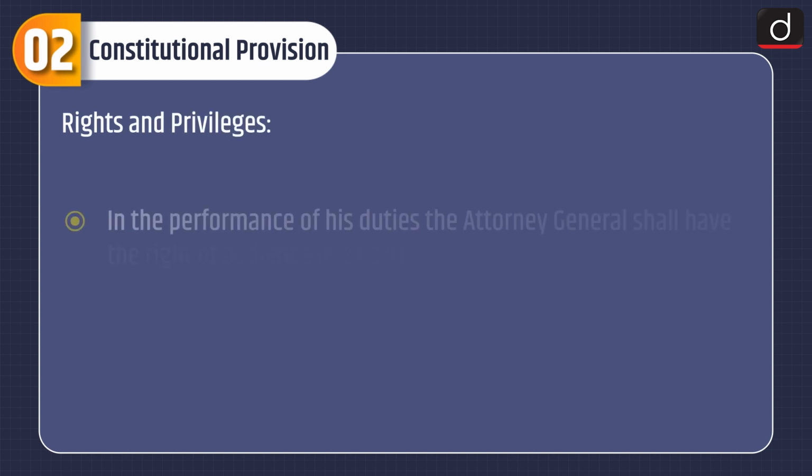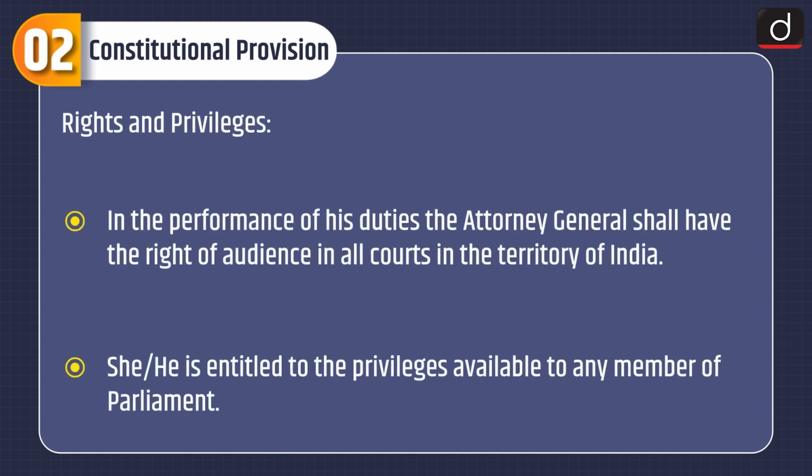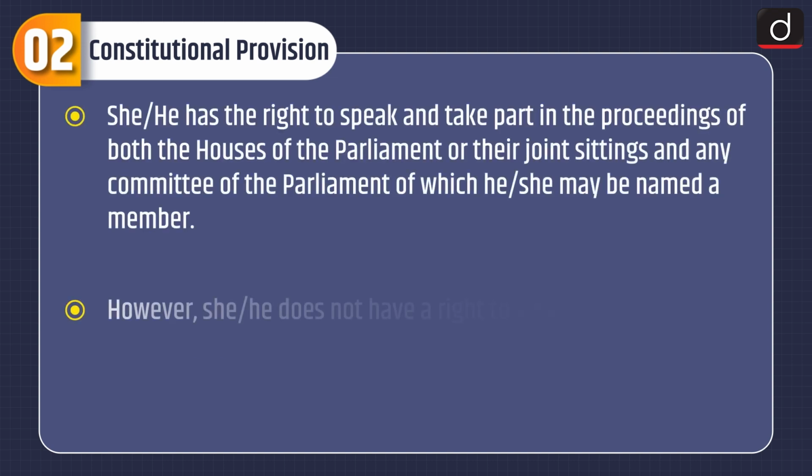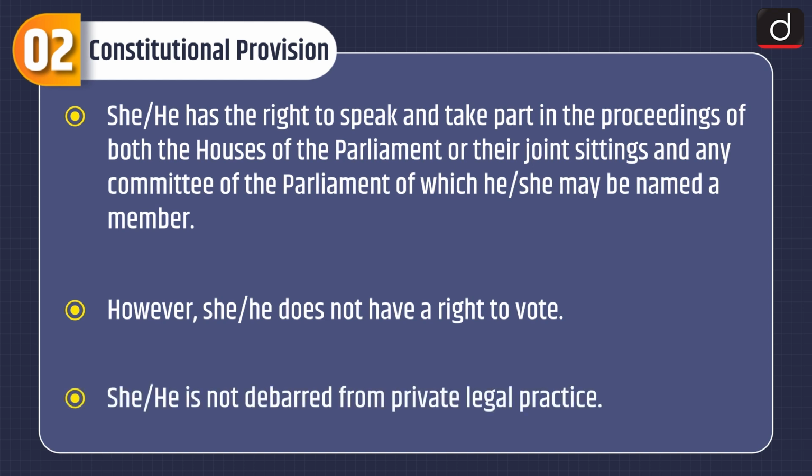Rights and privileges. In the performance of his duties, the Attorney General shall have the right of audience in all courts in the territory of India. She or he is entitled to the privileges available to any member of the Parliament. She or he has the right to speak and take part in the proceedings of both the houses of the Parliament or their joint sittings and any committee of the Parliament of which he or she may be named a member. However, she or he does not have a right to vote. She or he is not debarred from private legal practice.